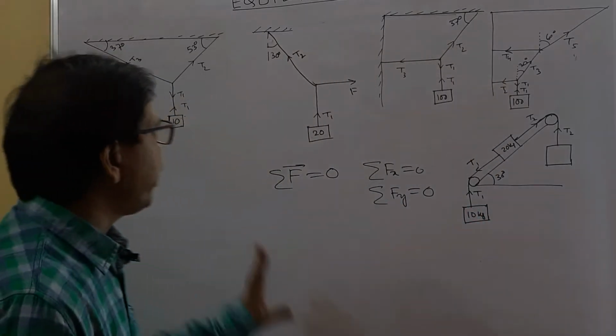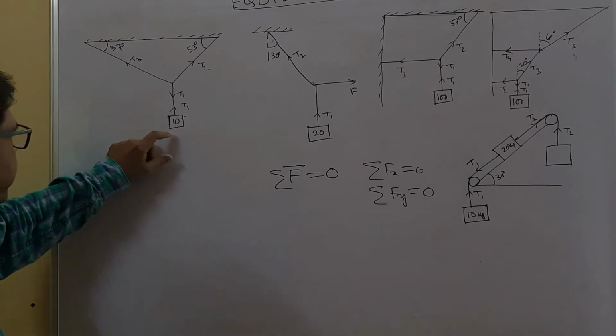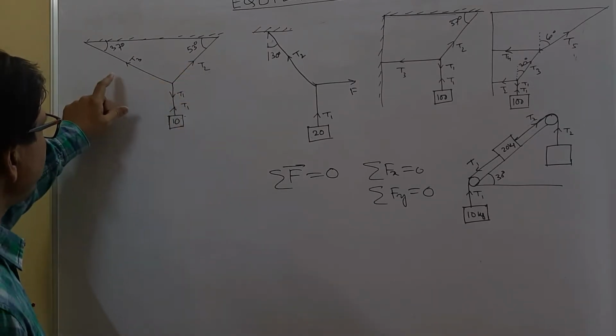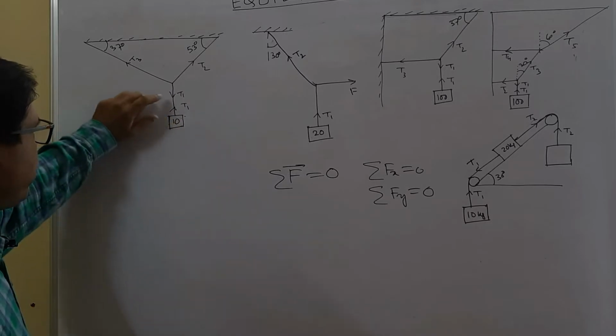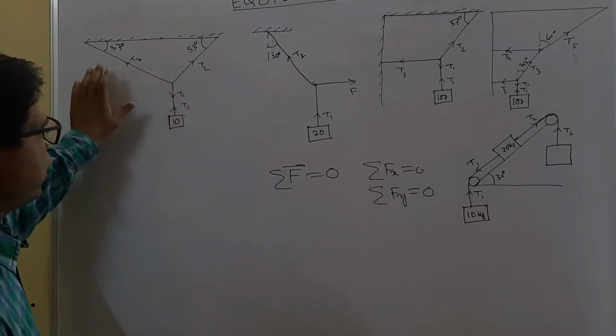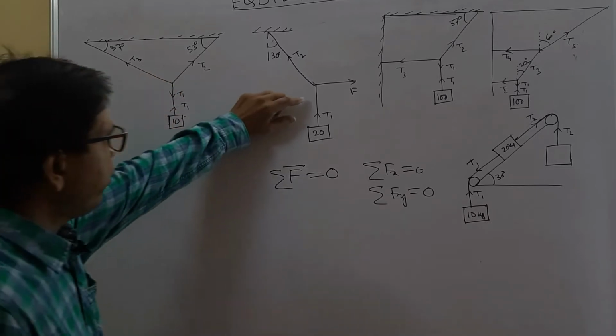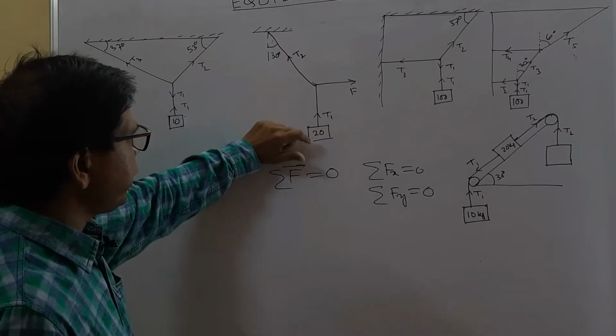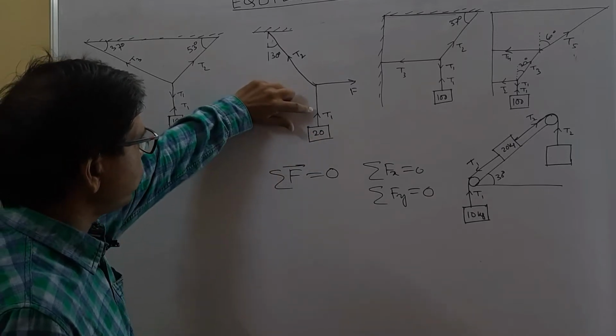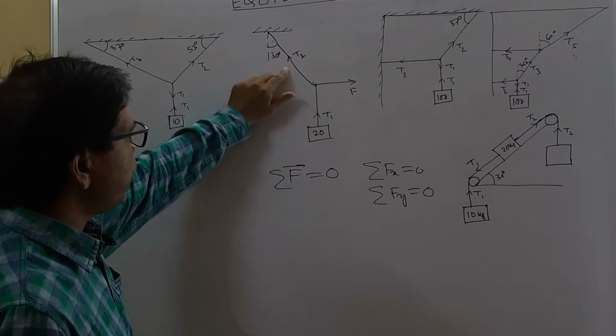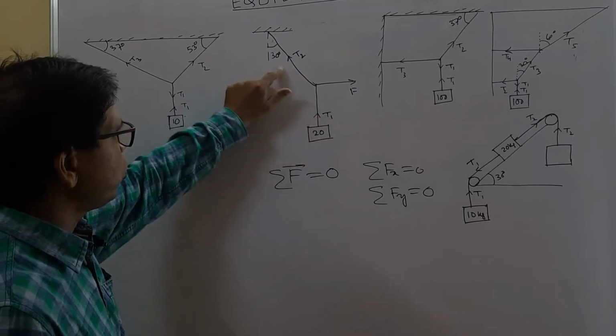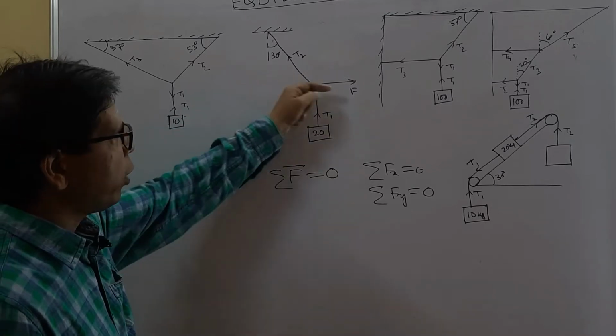Now first of all look at this problem. A mass of 10 kg is suspended by means of three strings. We have to calculate the tensions T1, T2 and T3. Here a mass of 20 kg is suspended by two strings, this and this. We have to calculate tensions T1 and T2 and force F acting along this direction.